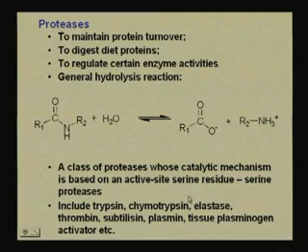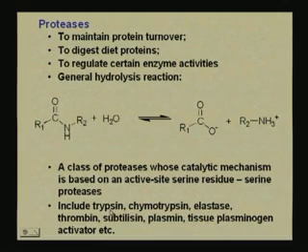Now there are different types of proteases like serine proteases, aspartic acid proteases, and the one that we will be studying is serine proteases. The names given to the different proteases depend on what residue the catalytic mechanism is dependent on. For example, if the catalytic mechanism of a class of proteases is based on an active site serine residue, we call them serine proteases. There are aspartic acid proteases where the catalytic mechanism would be based on an aspartic acid.